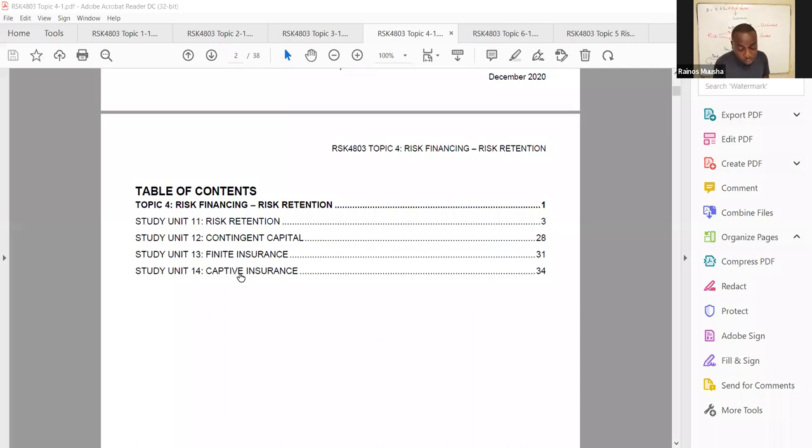Then from there, we look at captive insurance. When you look at captive insurance, this is where you are entering into an insurance arrangement. But with this arrangement, you are saying, instead of going the commercial insurance route, the problem with the commercial insurance route is that the insurance market can have periods where there is what we call the soft market and the hard market as well.